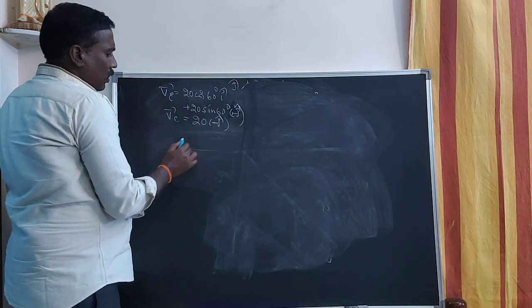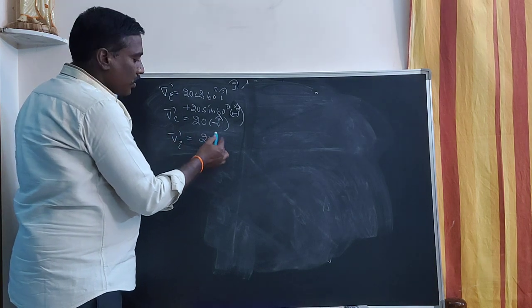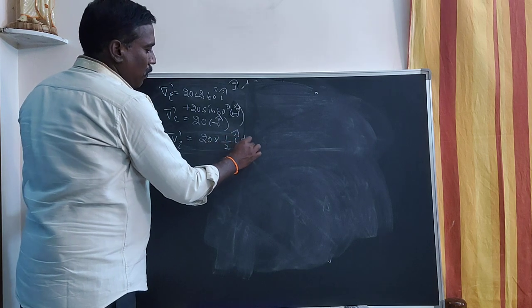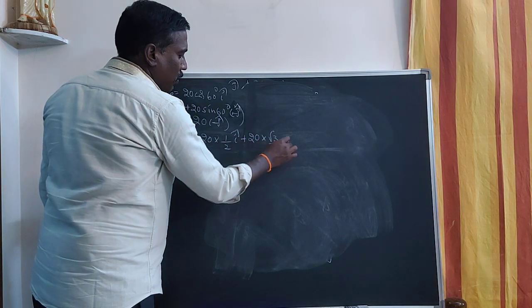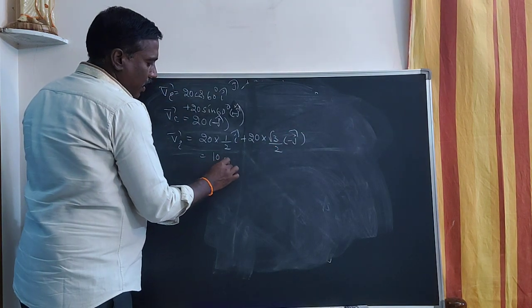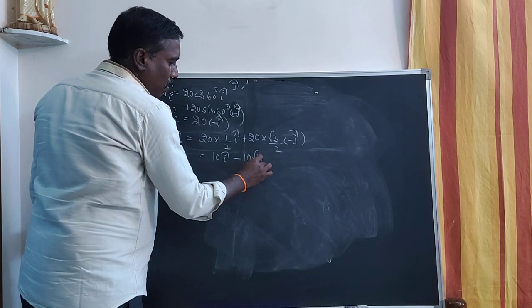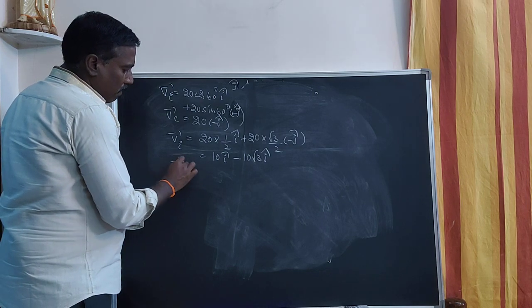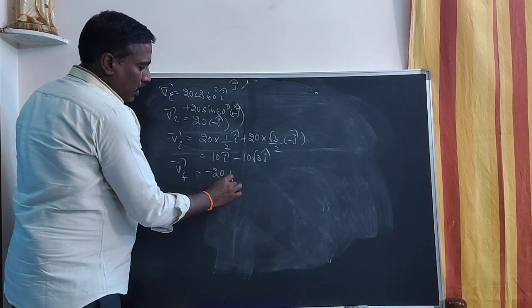What is the initial velocity? V initial bar is equal to 20 cos 60. What is cos 60? 1 by 2, I cap, plus 20 sin 60. What is 20 sin 60? Root 3 by 2, minus j cap. So this is 10 I cap minus 10 root 3 j cap. This is the initial velocity. What is the final velocity? Final velocity is minus 20 j cap.